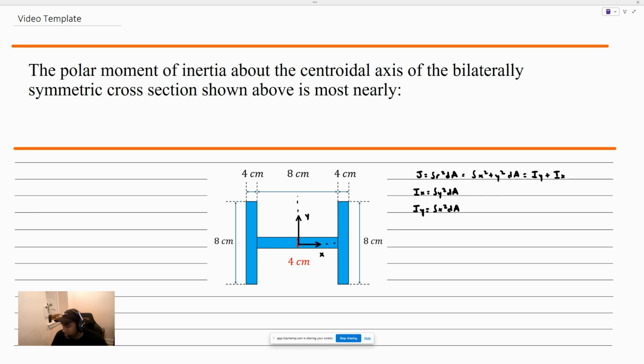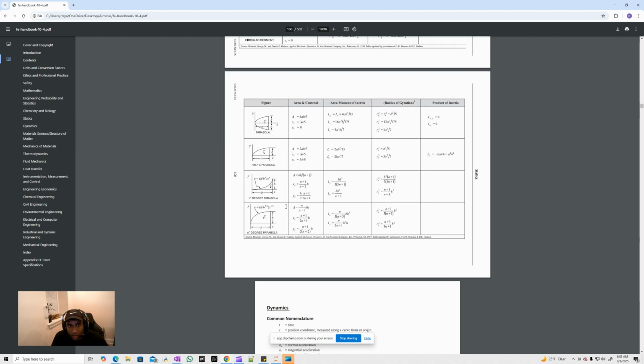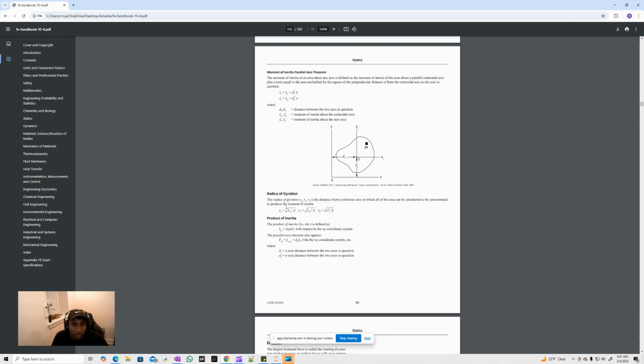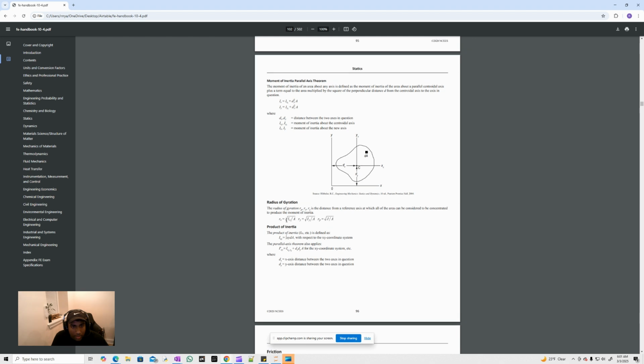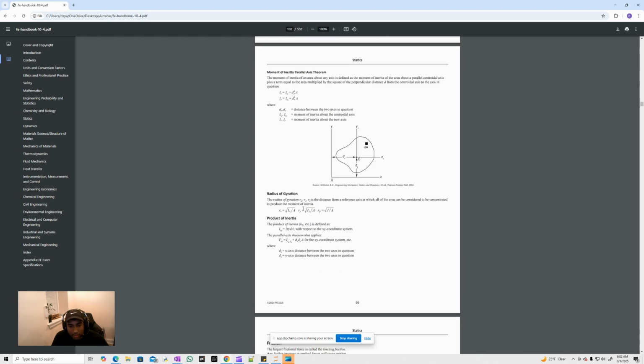Where could we find that information in the reference manual? If we go here to the statics section, usually I click dynamics and then I scroll up if I know the problem is going to be moment of inertia related. And I'll scroll up a little bit more. Right here, I'm seeing moment of inertia. For the moment of inertia, I see polar moment of inertia, and I see that the sum of Iy and Ix is equal to J. So that's what we're going to focus our attention on. We're going to find the two moments of inertia about the x and y axes and sum them together.